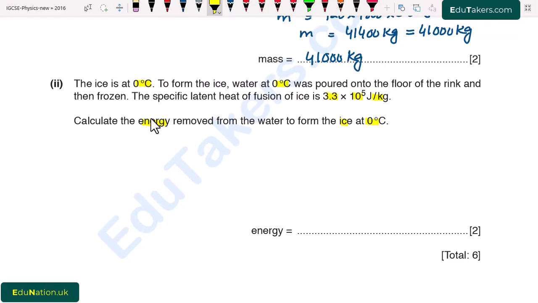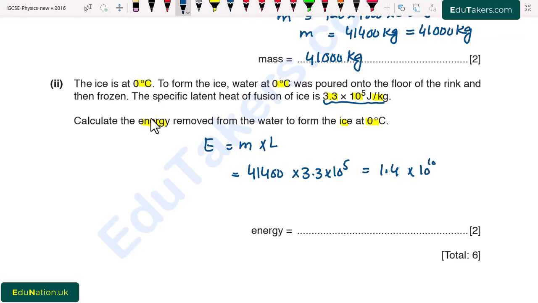So here we have to find out the value of energy. So I write here energy will be equal to the product of mass and the specific latent heat of fusion L. By putting values here, mass that we already calculated in part 1, which is 41,400 multiplied by L, which is the specific latent heat of fusion of ice, 3.3 into 10 to the power 5. So that the value of energy comes to be 1.4 into 10 to the power 10 joule.